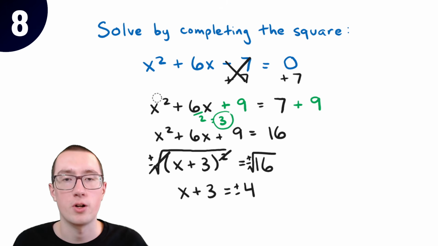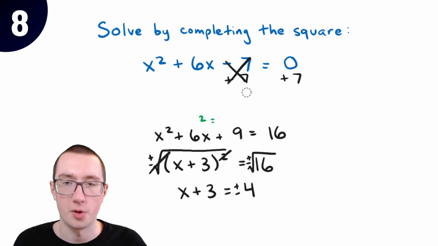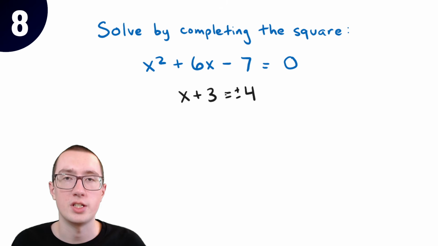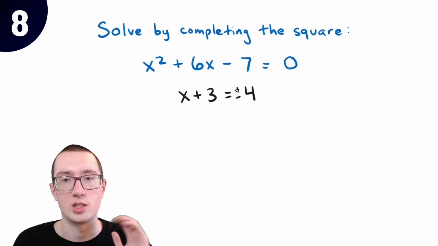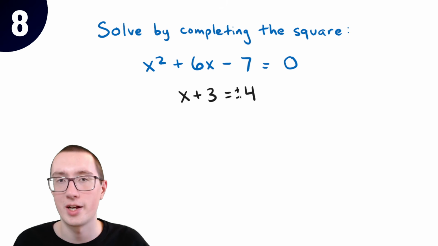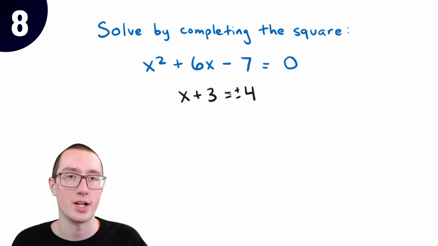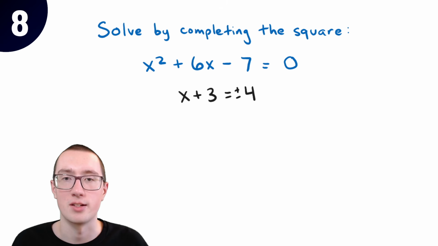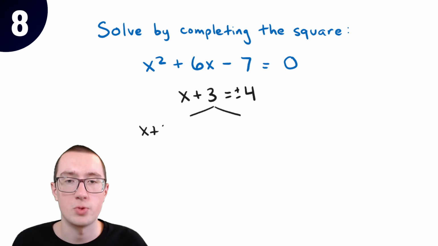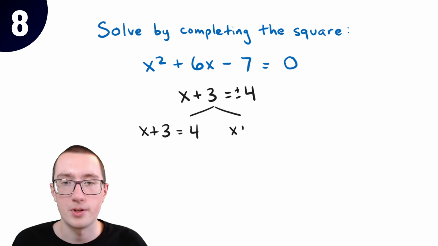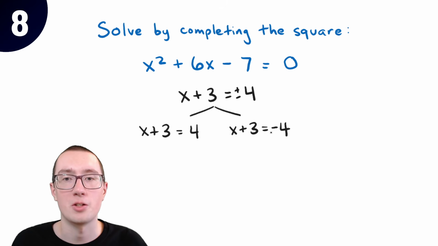Now I'm going to move this part up to the top so that we can continue the problem. So this plus or minus means that we have an equation where this is positive 4 and one where this is minus 4. So we're actually going to end up with 2 different equations and 2 different answers, just like the last method that we did. So I'm going to split this up into x plus 3 is equal to positive 4, and x plus 3 is equal to negative 4.